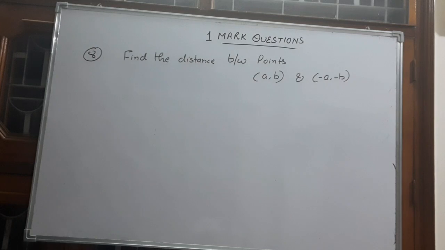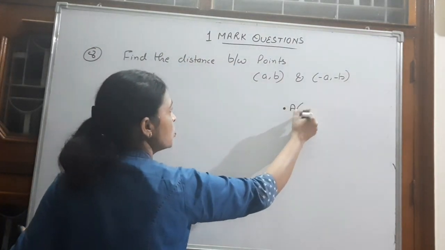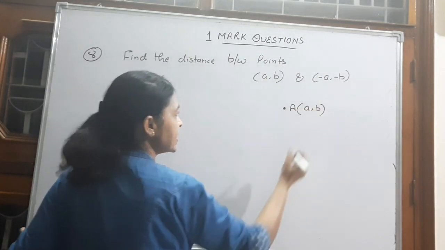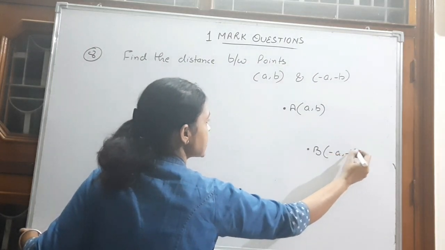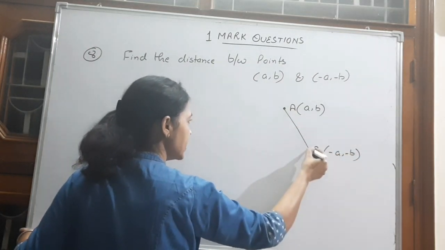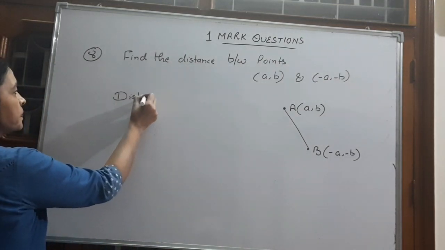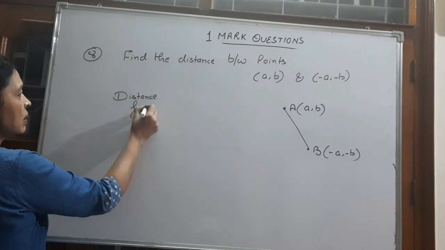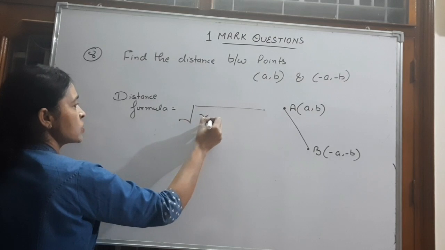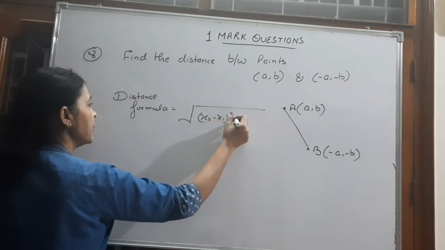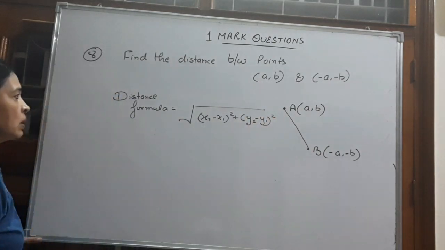Find the distance between points (a, b) and (minus a, minus b). We have two points. Point A with coordinates a and b. We have another point B whose coordinates are minus a and minus b. We have to find the distance between these two points. We have the distance formula. What is our distance formula? Root of x2 minus x1 whole square plus y2 minus y1 whole square.